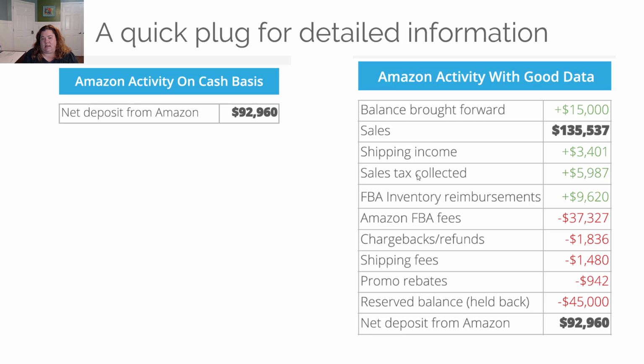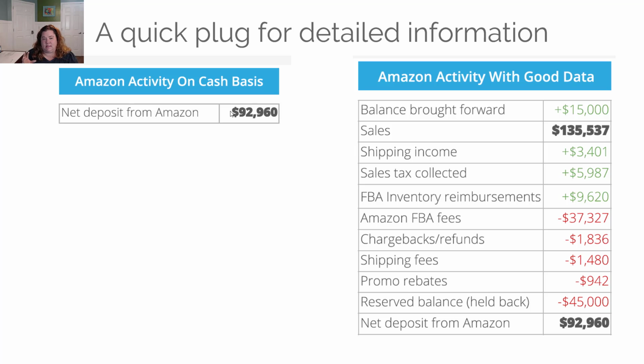I'm using Amazon as an example for this, but the same thing would be true for really any channel that you're selling on. So one of the most common mistakes we see people make when they're setting up their books for an e-commerce business is that they treat the deposits that are coming in from the payment processors as the sales amount. So they'll see this amount hit their bank account and they'll just say sales from Amazon, $92,000.